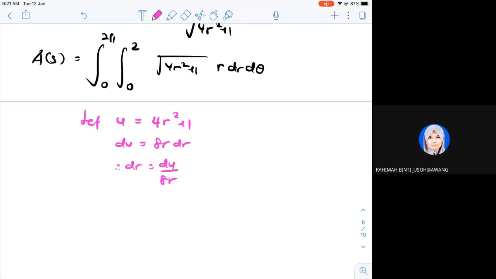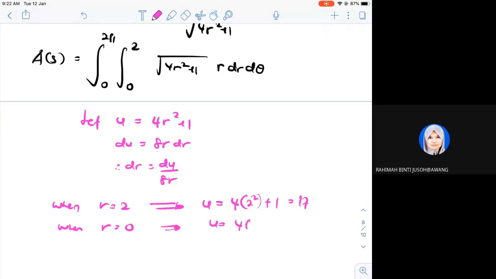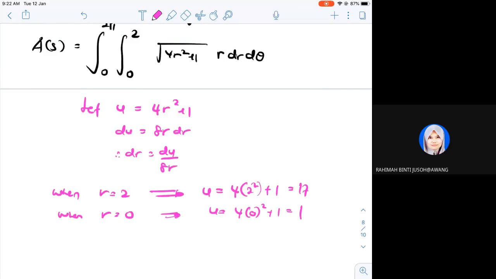Alright, as usual, I like to change the limits first. It's up to you: if you are comfortable changing the limits later, that's fine too. I like to change them right away. So when r equals 2, we have u equals 4 times 2 squared plus 1, so 4 times 4 is 16, plus 1 is 17. And when r equals 0, we have u equals 4 times 0 squared plus 1. So we have 1.